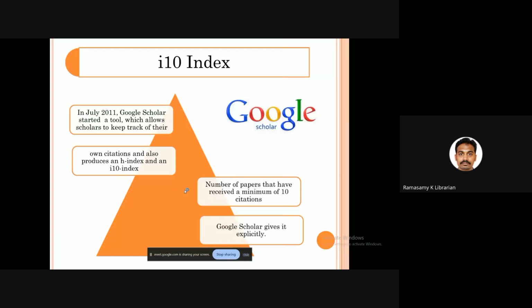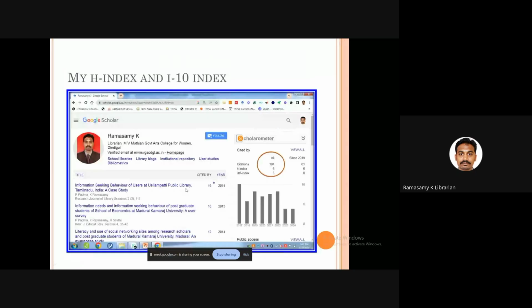Fine, good. Then comes I-10 index, the next popular research metric. A metric which was introduced in 2011 by Google in its product called Google Scholar. It's very simple. For example, you have 10 papers. Out of 10 papers, 5 papers have got at least 10 citations each. If it is so, your I-10 index will be 5. If your I-10 index is 1, it means that only one of your papers has received 10 or more citations.